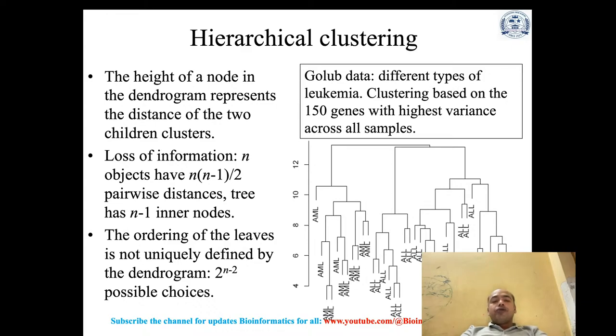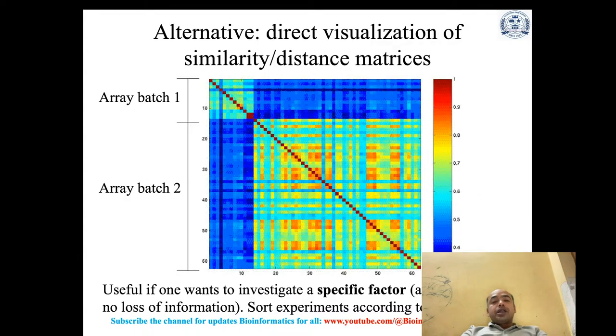Loss of information: N objects have this many pairwise distances, while the tree has n minus 1 inner nodes. The ordering of the leaves is not uniquely defined by the dendrogram. This you can also understand in the same paper which was published by Golub et al. in Nature. Now, an alternative is direct visualization of the similarity distances.